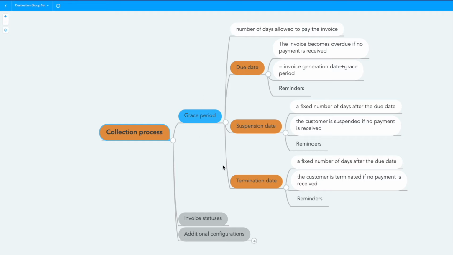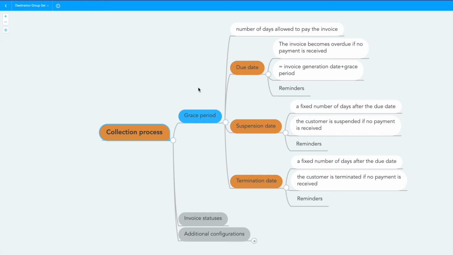Before any of the dates can be calculated, we need to set our grace period. The grace period is the number of days allowed to pay the invoice without any additional penalty. Okay, the due date is the date when the invoice becomes overdue if no payment is received, and the due date is calculated as the invoice generation date plus the grace period.